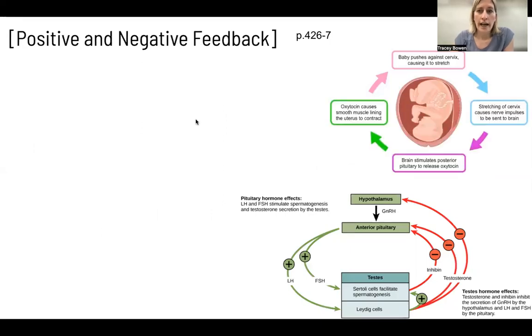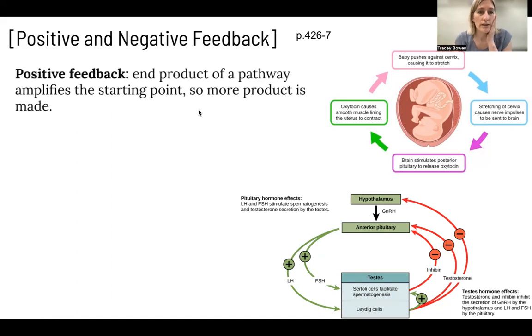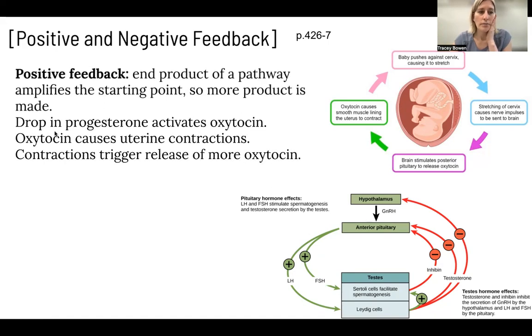And so all of these can have hormone signaling, can be affecting positive and or negative feedback loops. So we've already talked about positive feedback loops, and that's when the end product of a pathway amplifies the starting point. So more product is made or a new equilibrium is achieved. And so in the case of childbirth, a drop in progesterone is going to activate oxytocin production in women. And then oxytocin is going to cause uterine contractions. And then the more contractions that the person has, the more release of oxytocin. And when I say women, I should say people with uteruses.